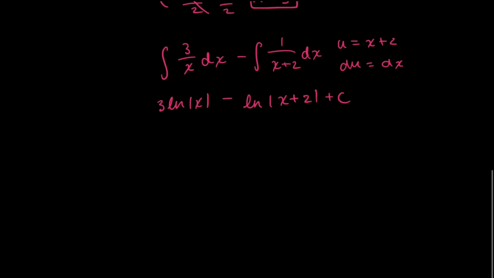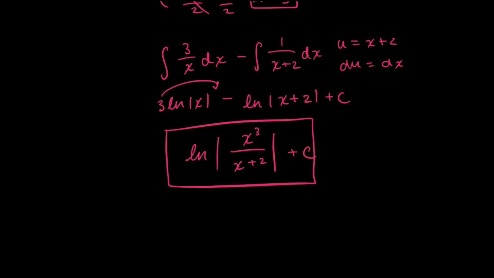Now this is a good enough answer, but we can clean things up a little bit. I can start by using some log properties to condense this into one log, so that 3 can be dragged up as an exponent. This can be rewritten as x cubed over x plus 2, all inside that natural log, plus an arbitrary constant c. And that's it.